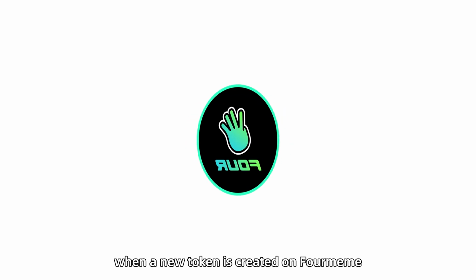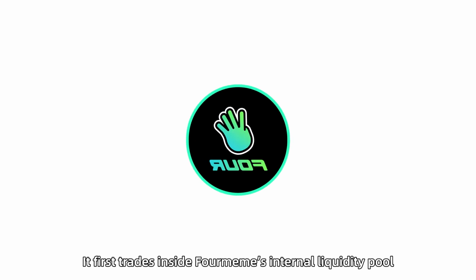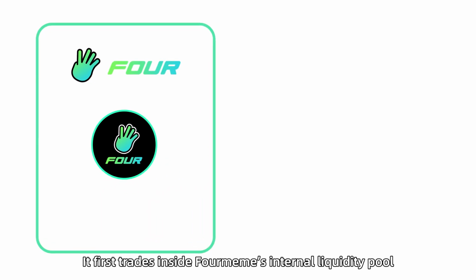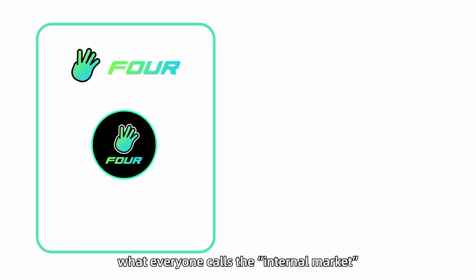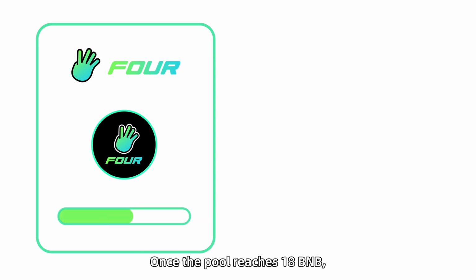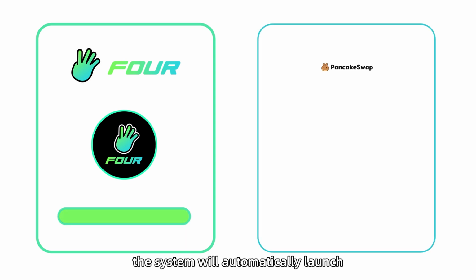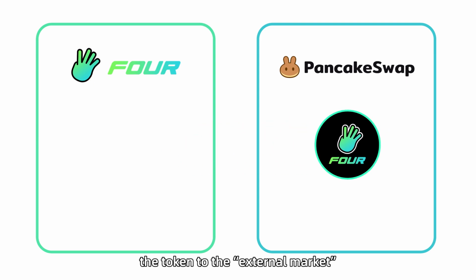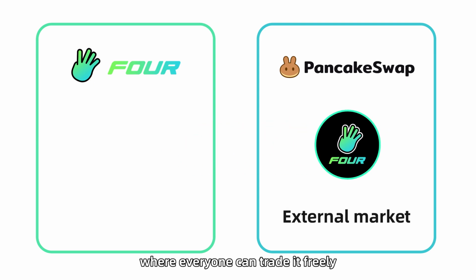When a new token is created on Fourmeme, it first trades inside Fourmeme's internal liquidity pool, what everyone calls the internal market. Once the pool reaches 18 BNB, the system will automatically launch the token to the external market, where everyone can trade it freely.